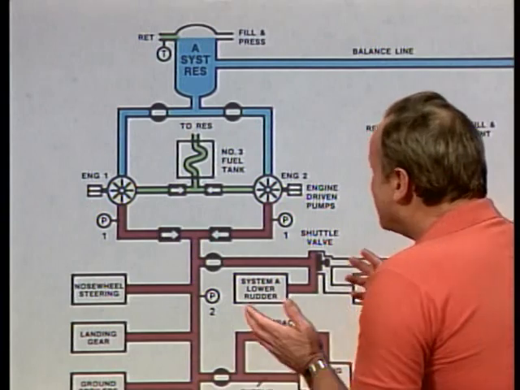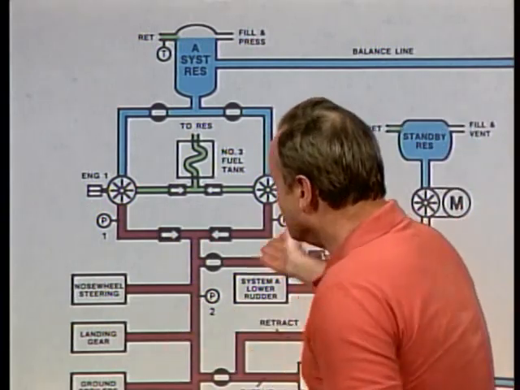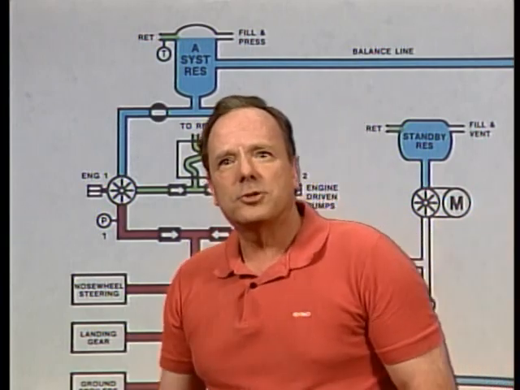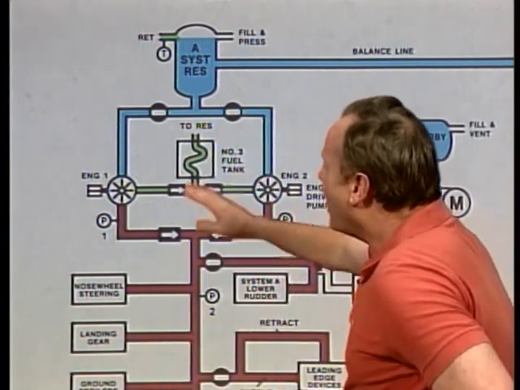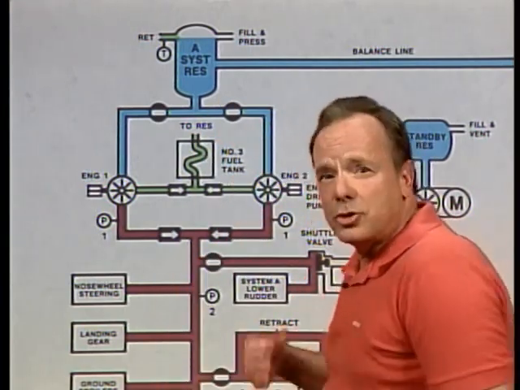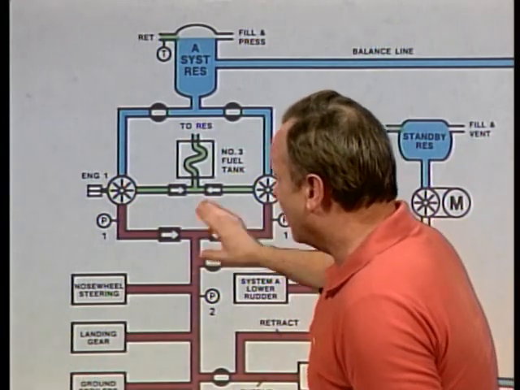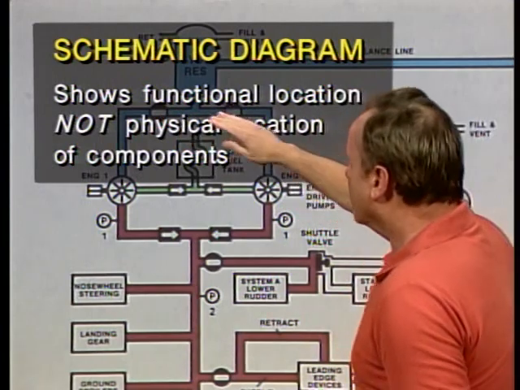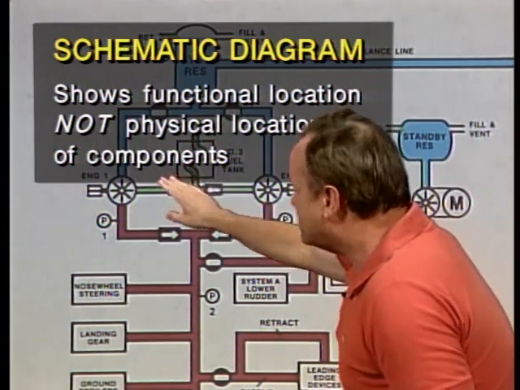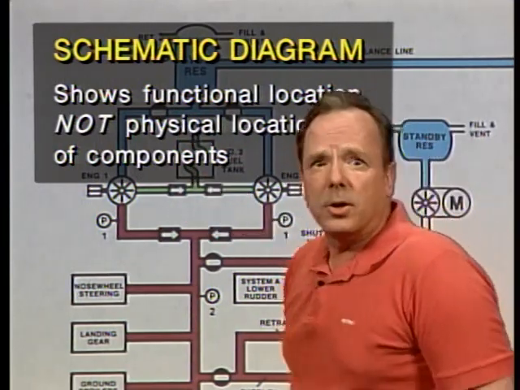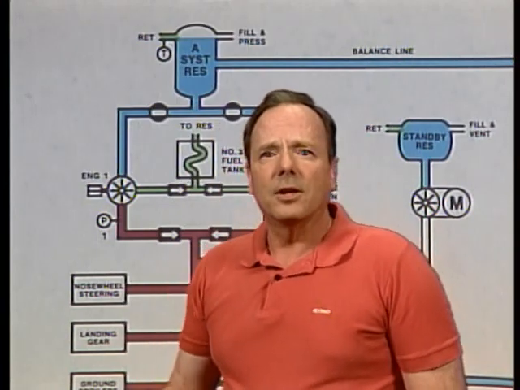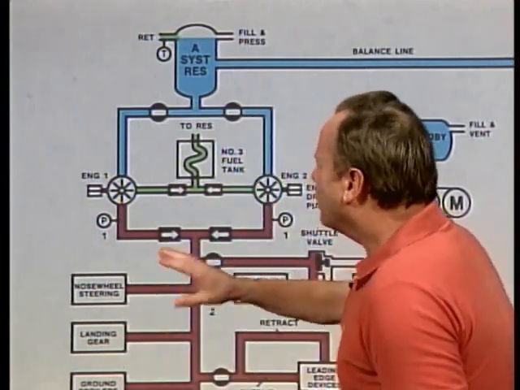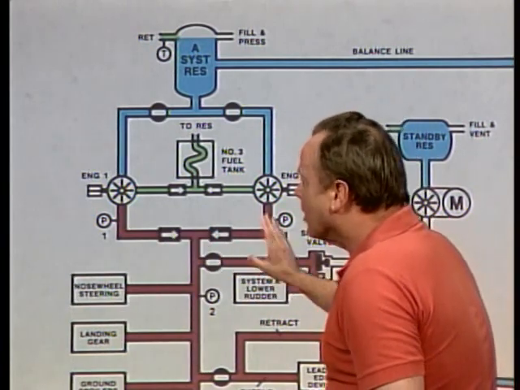Now let's take a look at schematic diagrams, and this is a schematic diagram right here. By the way, the purpose of a schematic diagram is to explain the principle of operation of a system, not to show you where the parts are physically located. You're not interested in that. Another way to put it is you're trying to show the functional location of the parts, not the physical location of components. So a schematic diagram indicates the location of components with respect to each other, but not the location of the components in the aircraft itself.